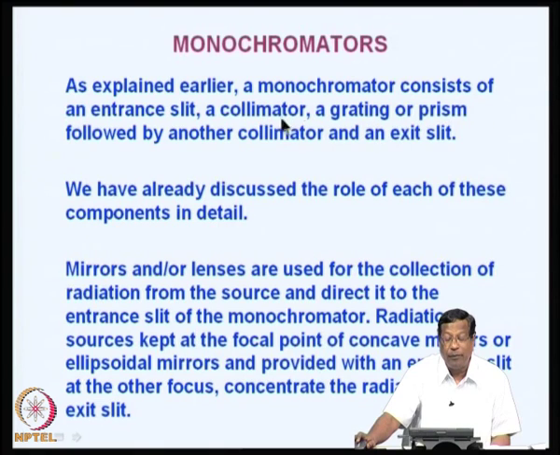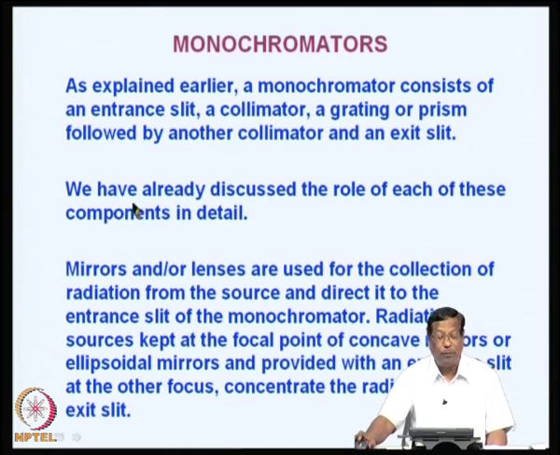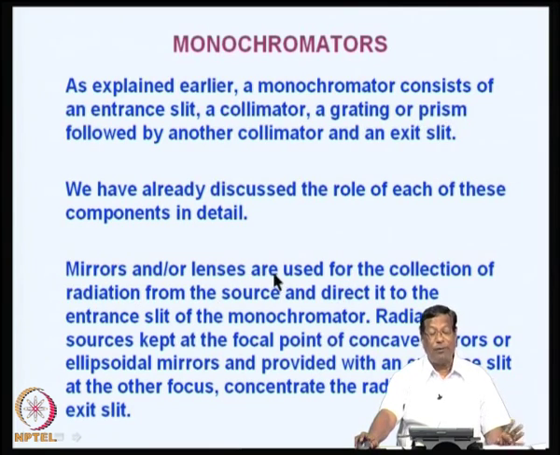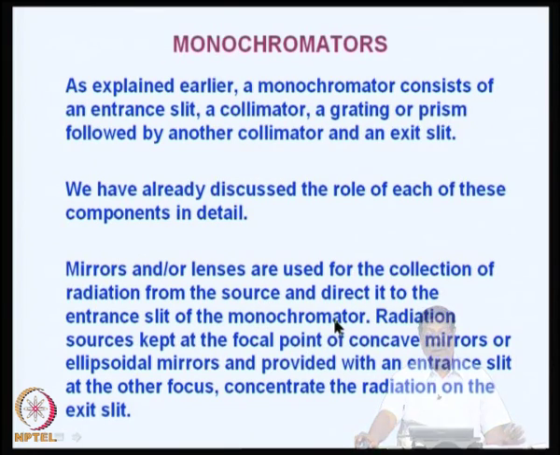Instead of a grating, you can have a filter here, you can have a grating here, or you can have a prism there. We have already discussed the role of each of these components in detail, and we will not go into that again. But I want to tell you that mirrors and lenses are used for the collection of radiation from the source and direct it to the entrance slit of the monochromator. That is the function of the mirrors.